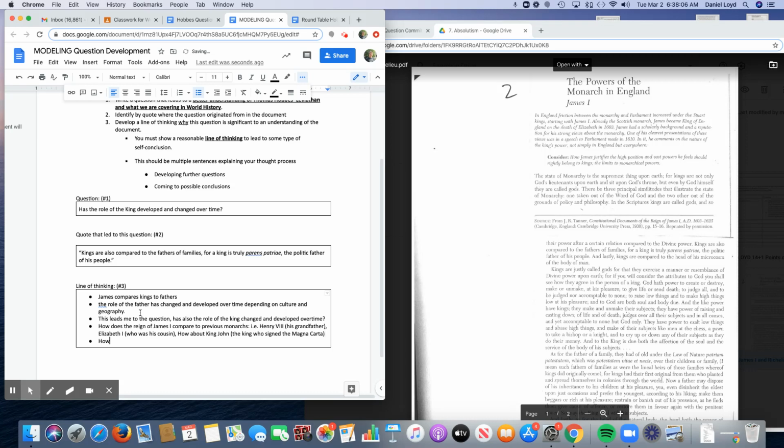How does the reign of James I compare to modern monarchs? Because we have the benefit of hindsight. We are actually in the future. Whoa, what? Say what, Mr. Lloyd? We are in the future compared to modern monarchs. We have modern monarchs today. We have Queen Elizabeth II. So how does that compare?